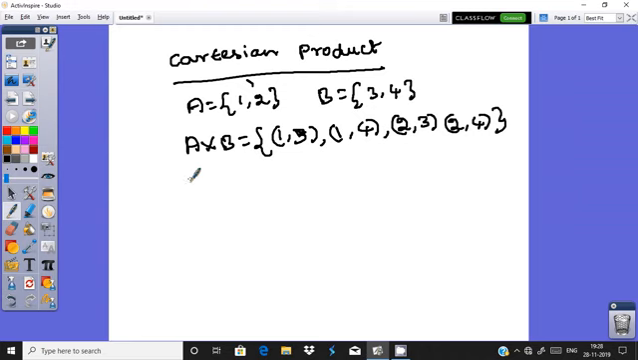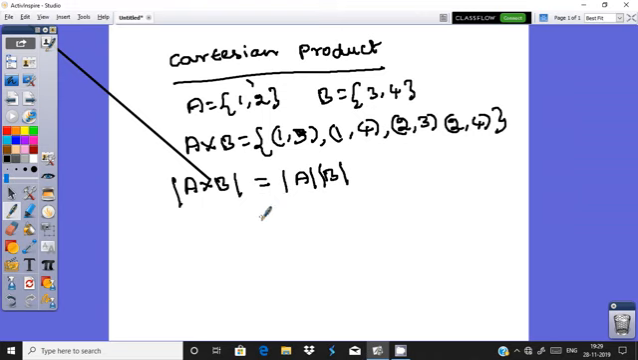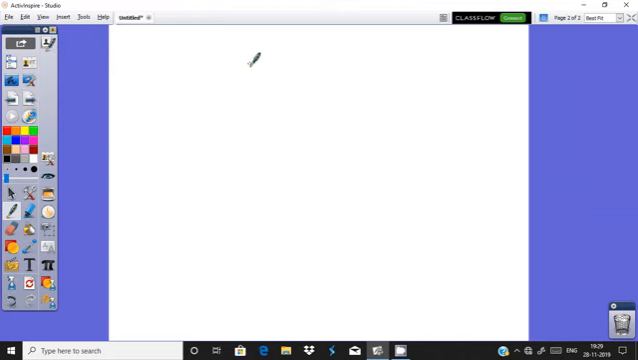When you want to define it mathematically, you can define it like this. A × B is equal to the cardinality of A and the cardinality of B. So this is the mathematical definition for Cartesian product. And we'll go to the next topic, what is meant by subsets here. Subsets.